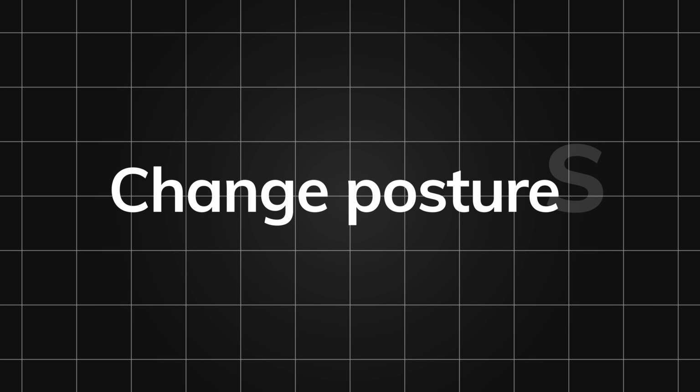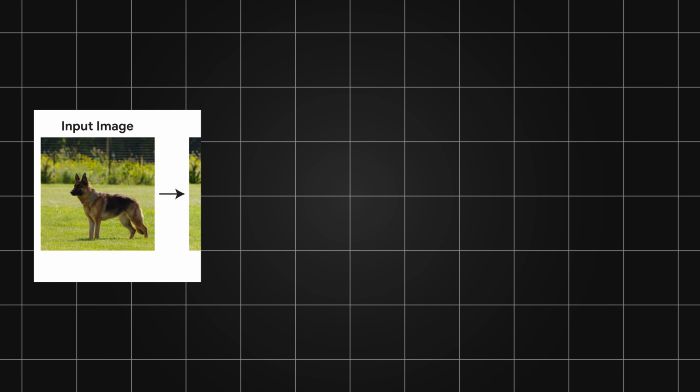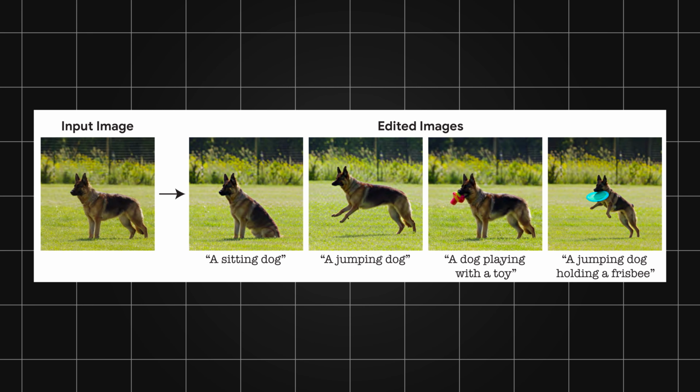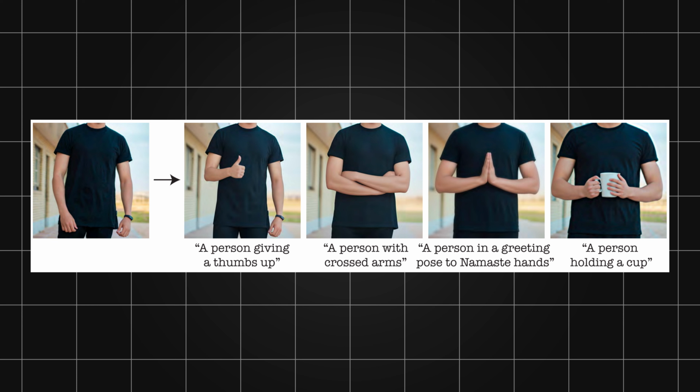Imagic is said to have the ability to change postures. For example, inputting a standing dog, and by changing the prompt text, we can have the dog with different postures. Or a photo of a man standing. After giving it the prompt text, you can easily change the man's postures, even adding new objects in the photo.